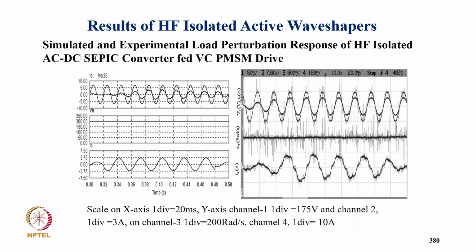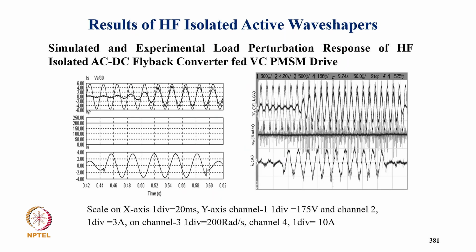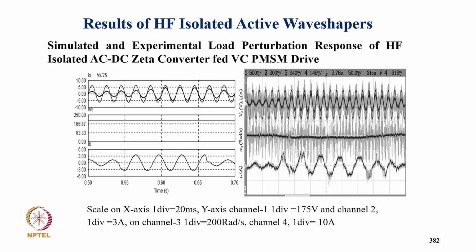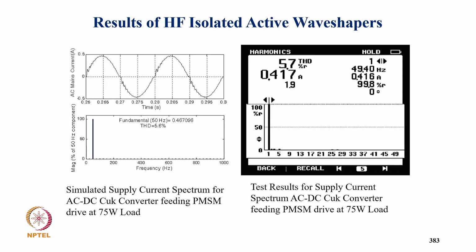Then in the SEPIC converter also, load application, load removal. Then the flyback converter also, load application, load removal. And then the Zeta converter also, load application, load removal. And in case of this converter, the supply current is 85.6%.